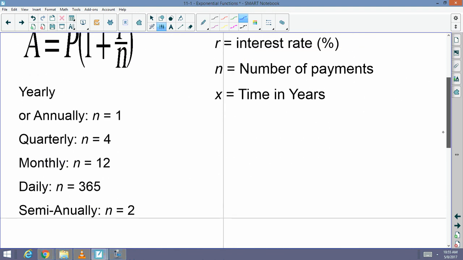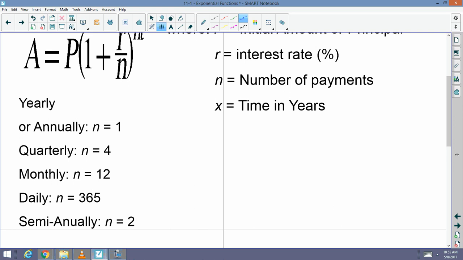If they tell you yearly, or annually, N is 1. You get paid once a year. If it's quarterly, N is 4. You get paid 4 times a year. Monthly is 12. Daily is 365. Semi-annually is 2.